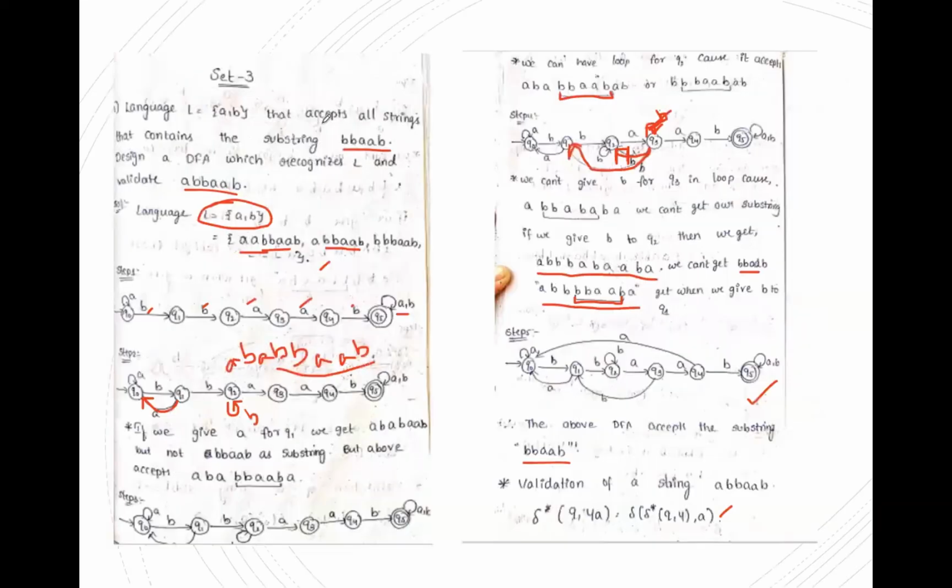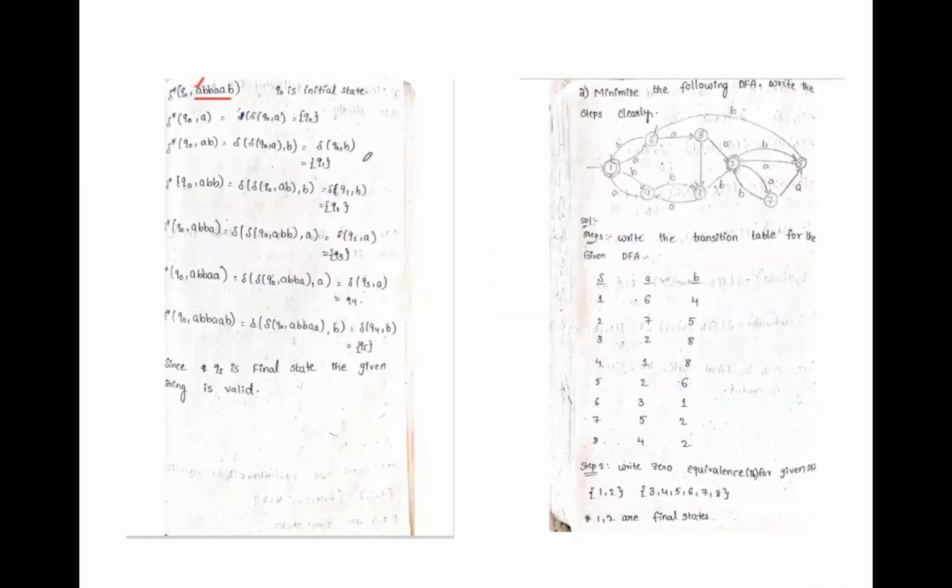First we need to take the first input symbol A. So Q naught on A. It can be written as delta of Q naught on A. From the transition table or from this diagram, Q naught on A stays in the same state, Q naught. So write it as Q naught.